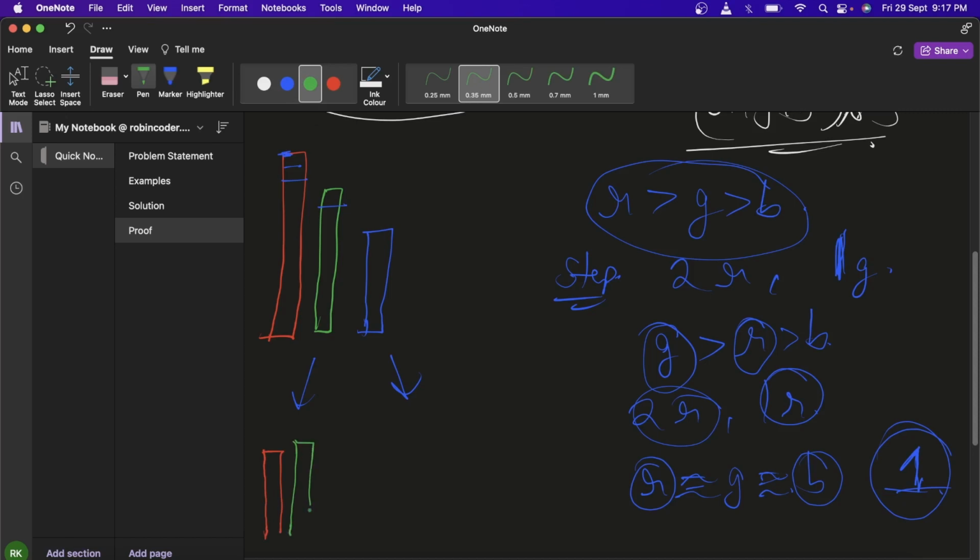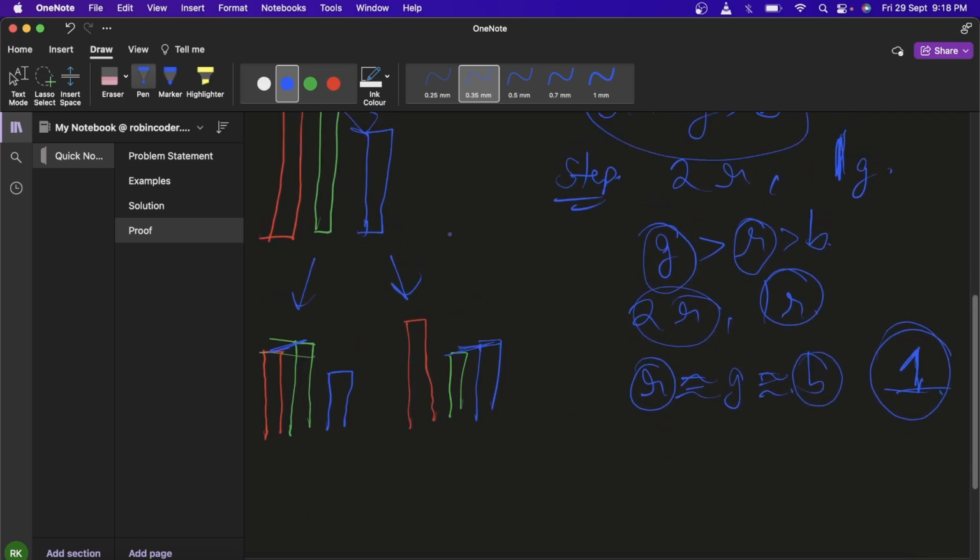So nearly equal means the difference between red and green is less than or equal to 1, and blue still is the smaller one. And the second case would be that green reaches red first before red can reach green. So in this case the red would be highest again, and green would be nearly equal to blue. So these are nearly equal. In this case these were nearly equal.